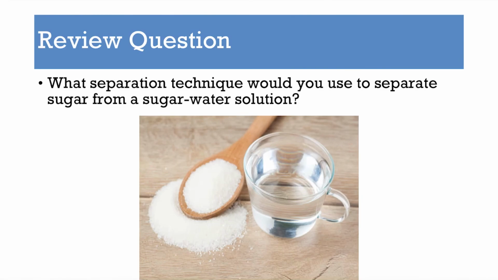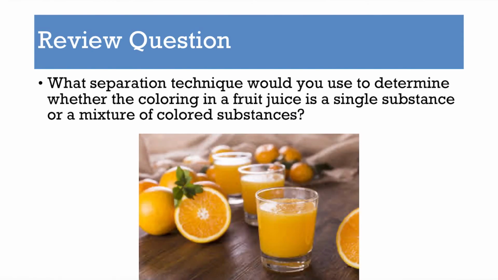Okay, separating sugar from sugar water. How would you separate that? If you said evaporation, that is correct because the sugar will sit on the bottom. All the water will evaporate into the air eventually. If you wanted to speed this up, you could put it on a hot plate and boil the water off quickly, or you could just let it take its time naturally. Either way, only the sugar will remain on the bottom.